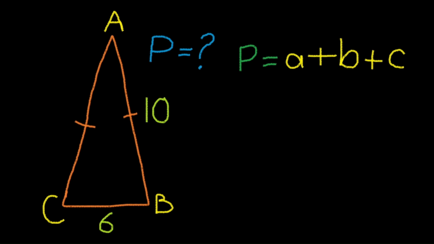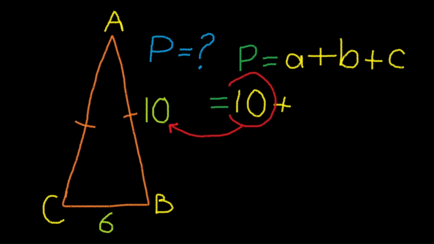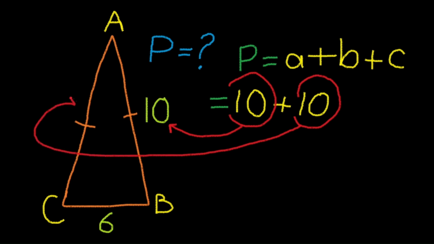But in this question, we only know two sides. However, we know that two of the sides are equal to each other. So we can write this: 10 plus this 10 here is the length of this side AB, and we write another 10. This second 10 is this side AC. Because this is an isosceles triangle, we know that AB and AC are the same. So AC is also 10.